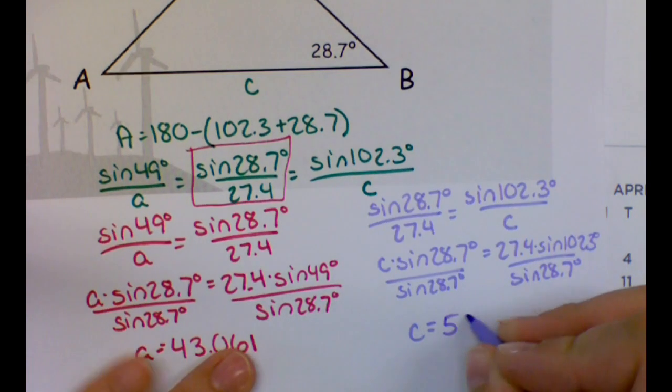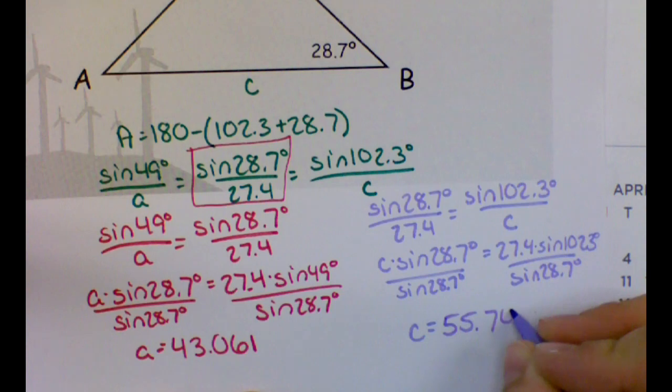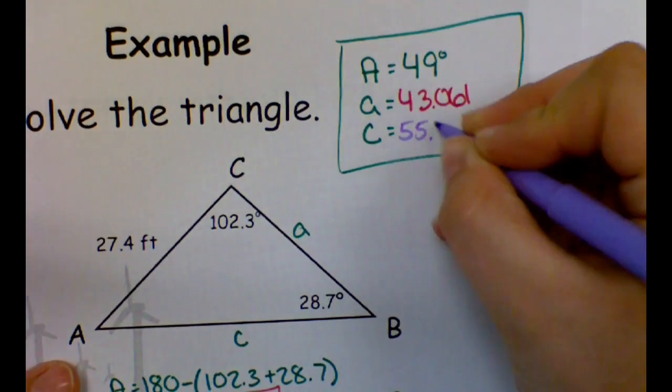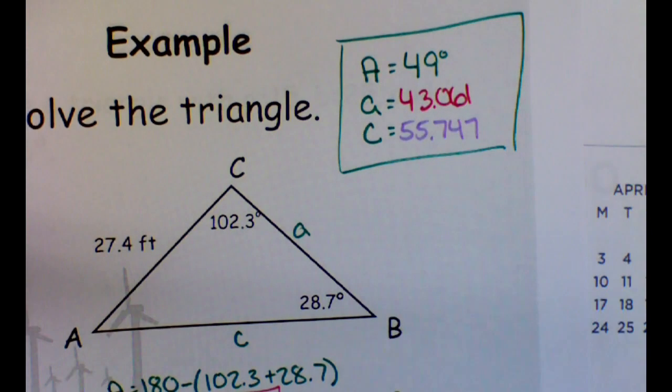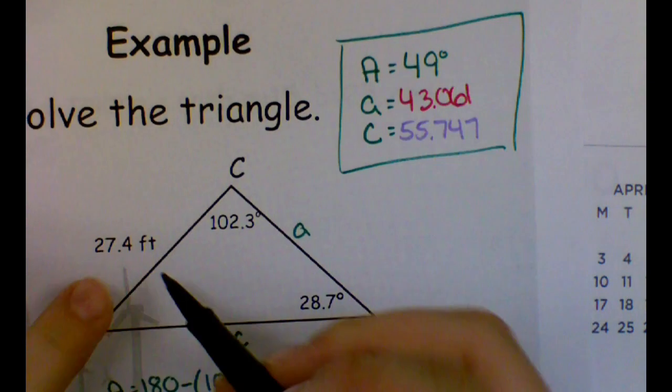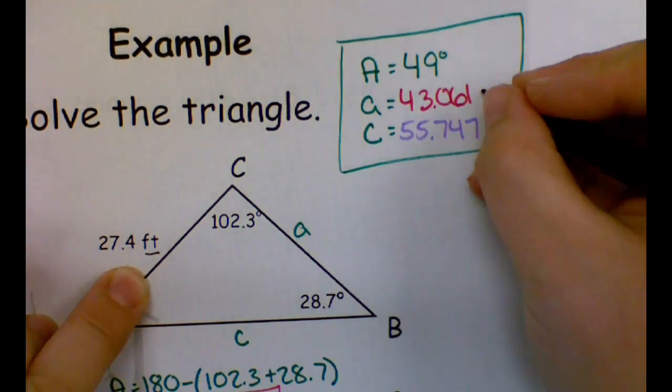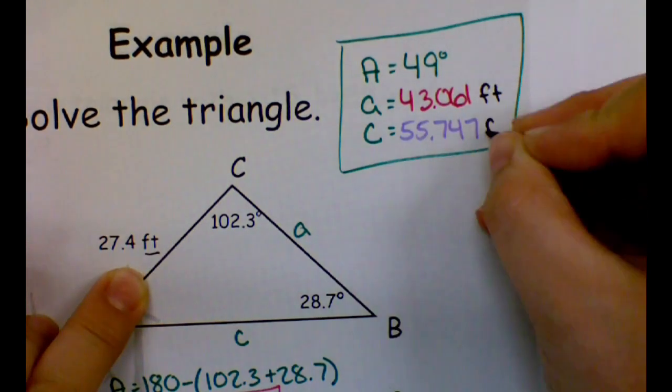And we get C is 55.747, which is indeed the biggest side. Now there's one more piece to this answer. Notice that my original problem was labeled feet. So we should label side A and side C in feet.